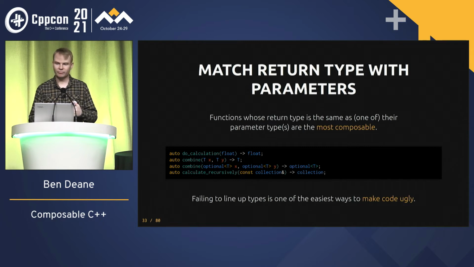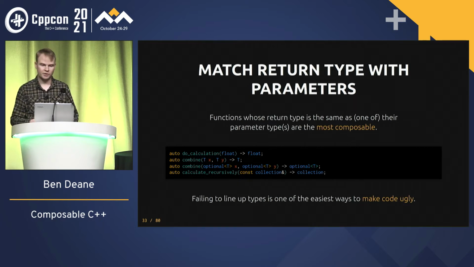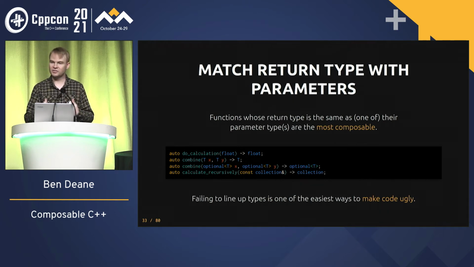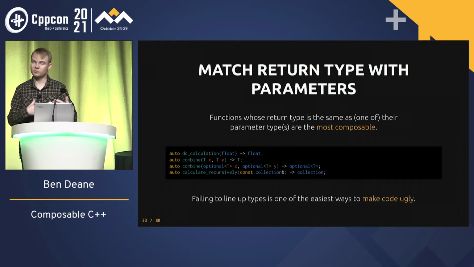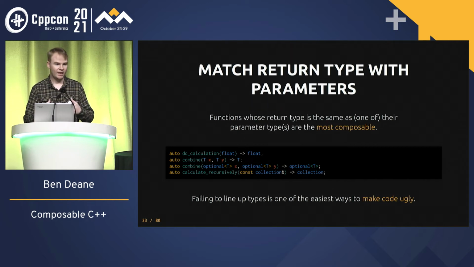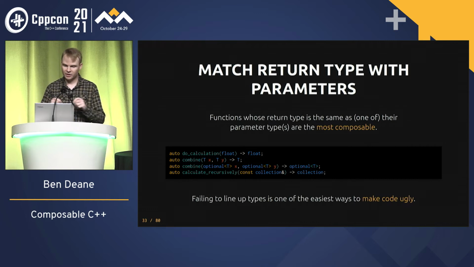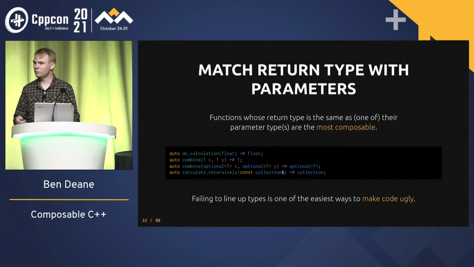And I find the solution to that is trying to write functions whose parameter types are the same as, or whose return type is the same as, one of their parameter types. And that makes it a little bit more composable. Lining up these types is the easiest way to composition, and failing to do that is when I get all those uglinesses in the code.